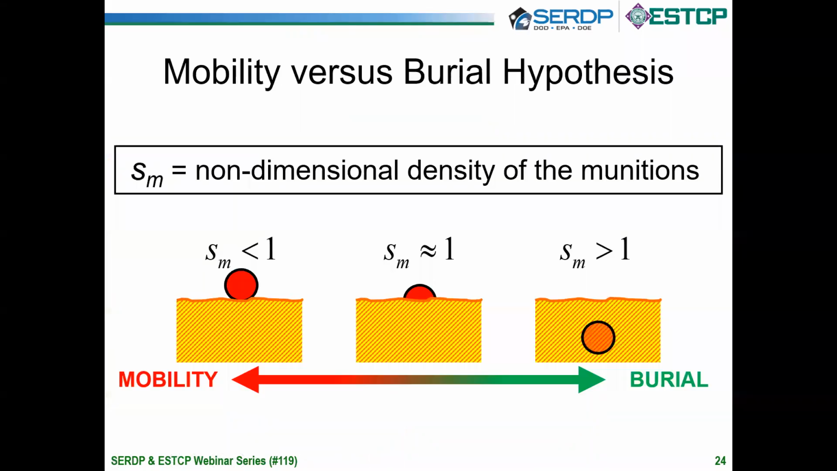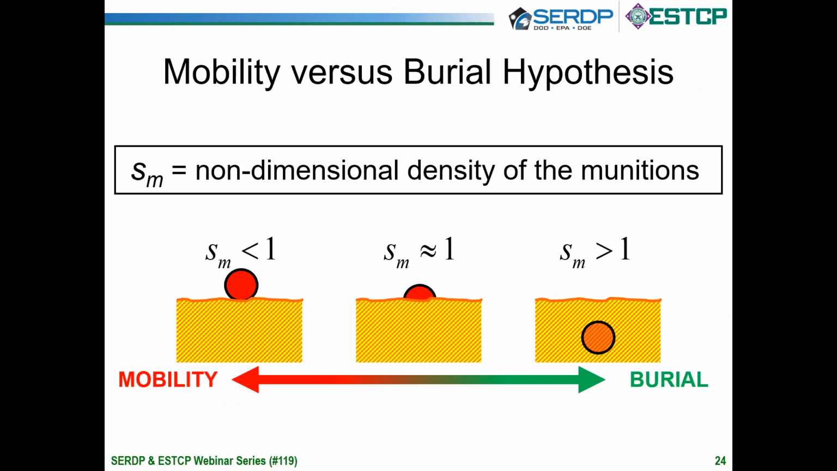So let's talk a little bit about our hypothesis. This is the hypothesis that I started with when I first started thinking about this problem nearly a decade ago, and that is that the density of the munition is really the key factor to understanding what the fate of the munition will be. And so let's unpack that a little bit. When I say the density of the munition, I don't just mean the weight of the munition, I mean the weight of the munition normalized by its volume, right?